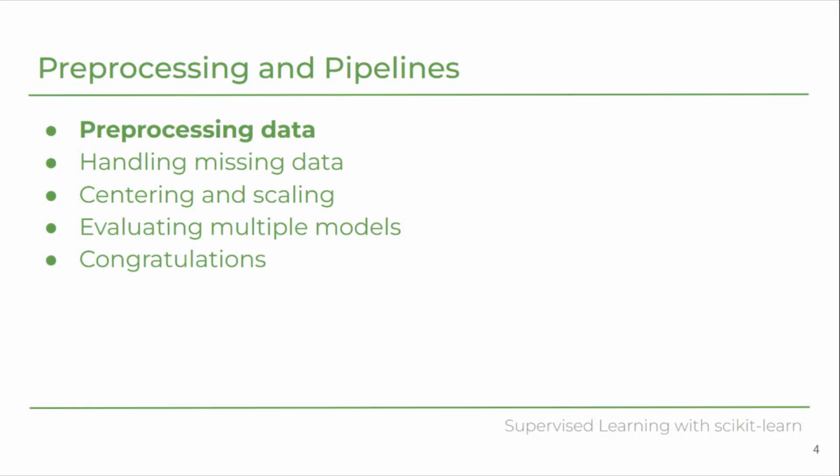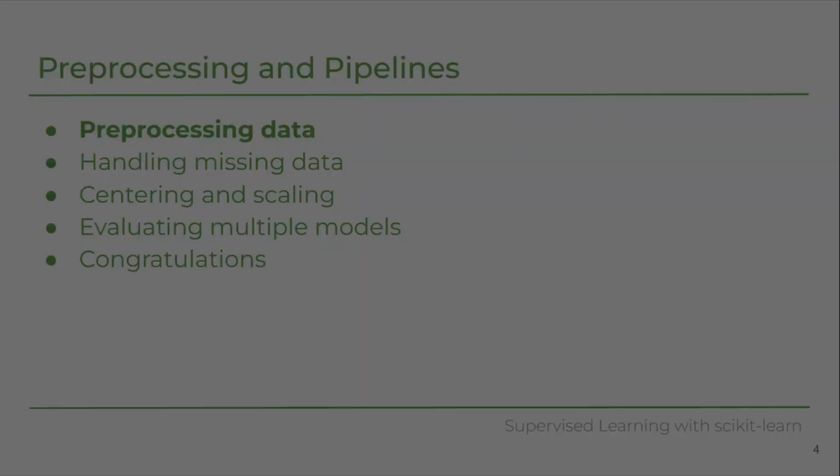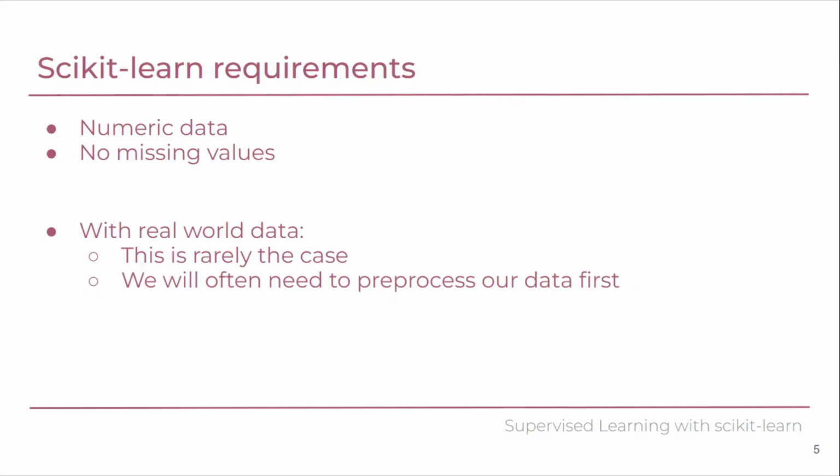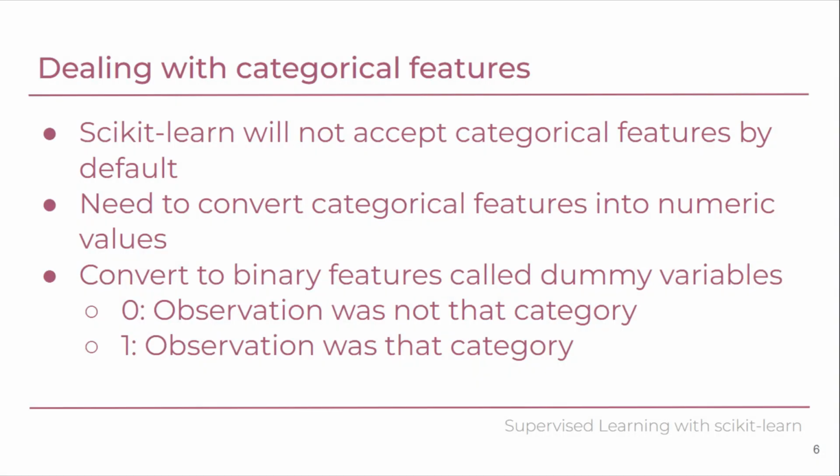To begin our final chapter of the course, first we will cover preprocessing our dataset for accurate results. Recall that scikit-learn requires numeric data, with no missing values. All the data that we have used so far has been in this format. However, with real-world data, this will rarely be the case, and instead we need to preprocess our data before we can build models. Say we have a dataset containing categorical features, such as color. As these are not numeric, scikit-learn will not accept them and we need to convert them into numeric features.